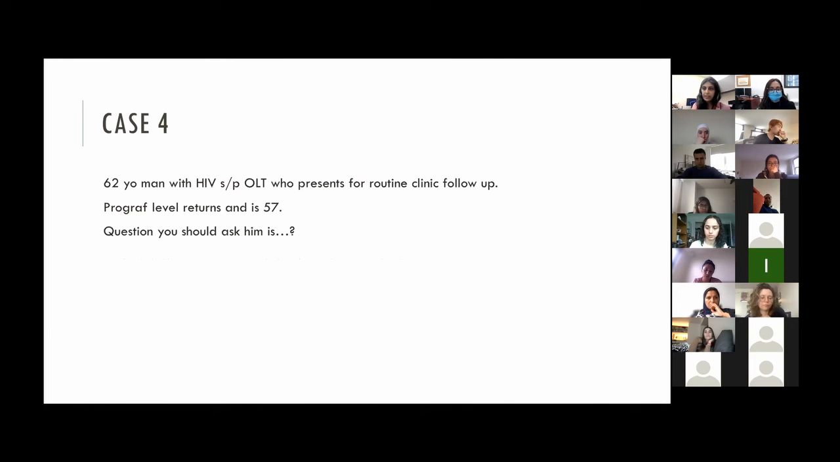Questions about Cryptococcus? There's one question in the chat from Archana. She's wondering how often are blood cultures positive? So how often do we have cryptococcemia in cryptococcal meningitis?